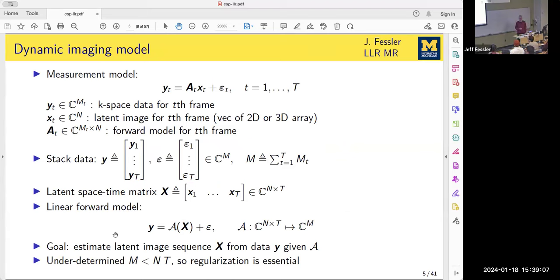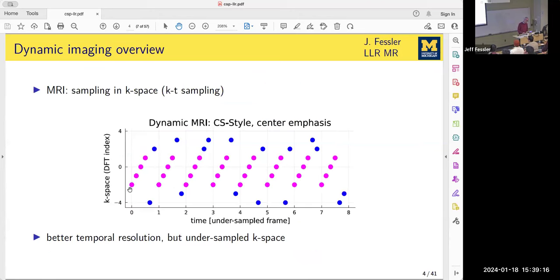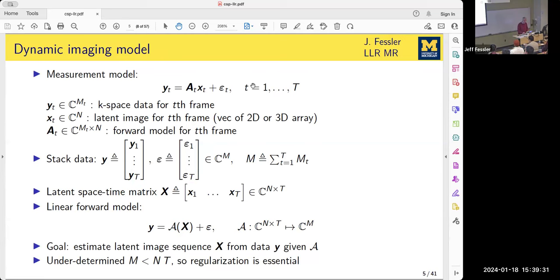Now I need to put some equations to describe what I've just shown you in pictures. We've got a sequence of things that we're going to call frames. I guess you could try to reconstruct an image at every one of these micro time points here, but you would have a ridiculous number of images, and each one of them would be from incredibly undersampled data. So in practice, we group some number of these together and hope that there was not very much motion during that time interval. That's what I'm indexing by capital T here, the number of time slots that we break this data up into.